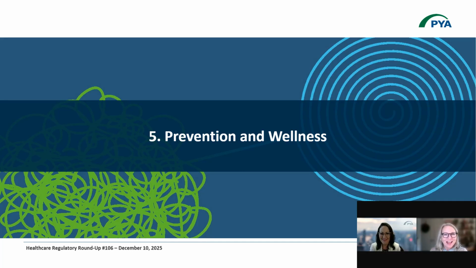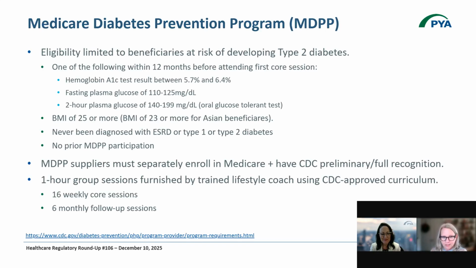But anyway, let's wrap up with prevention and wellness, what CMS has done in this space for 2026. And most of this work has been done around the Medicare Diabetes Prevention Program. This has been a sweetheart of CMS, but they just have struggled to get it to a point that providers can actually stand up these programs. What has not changed is the eligibility criteria for being a participant in DPP. You have to be an individual who's at risk of developing type 2 diabetes. The particulars are there on your screen.